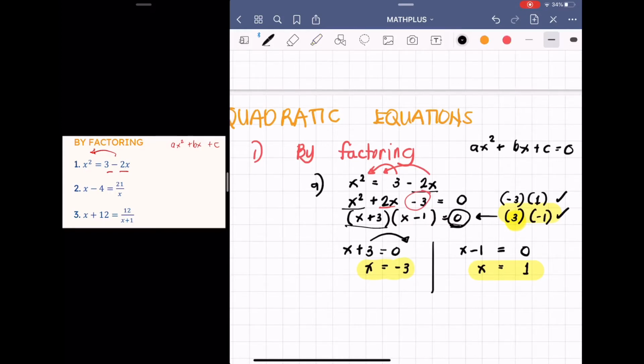So previously, maybe when you learned this in high school, you were told to write this as x sub 1 equal to negative 3 and x sub 2 equal to positive 1 to show the first and the second roots that you have for a quadratic equation.